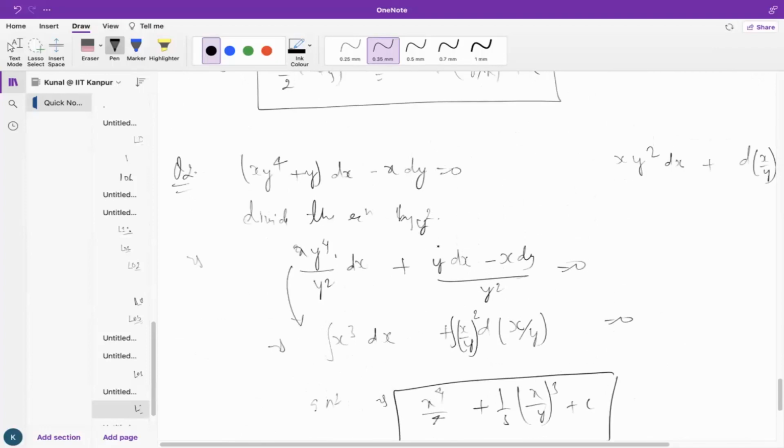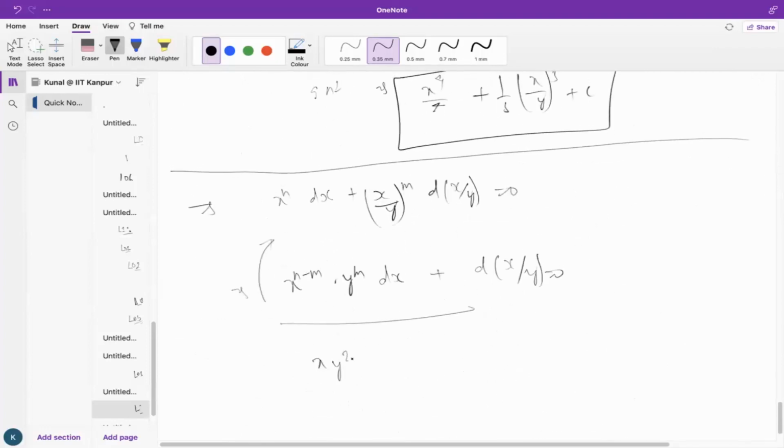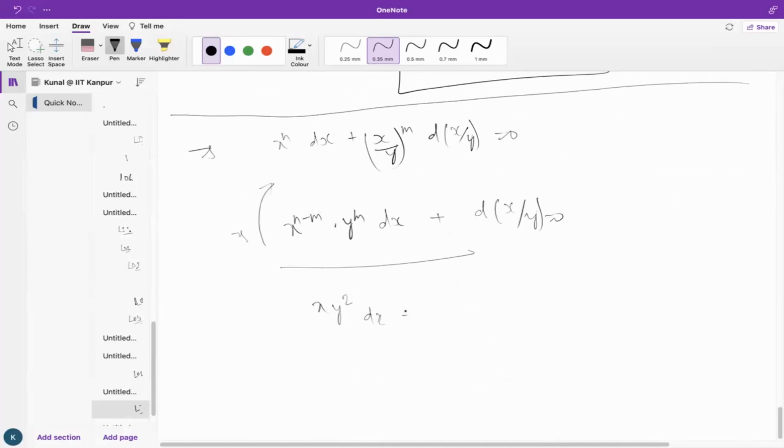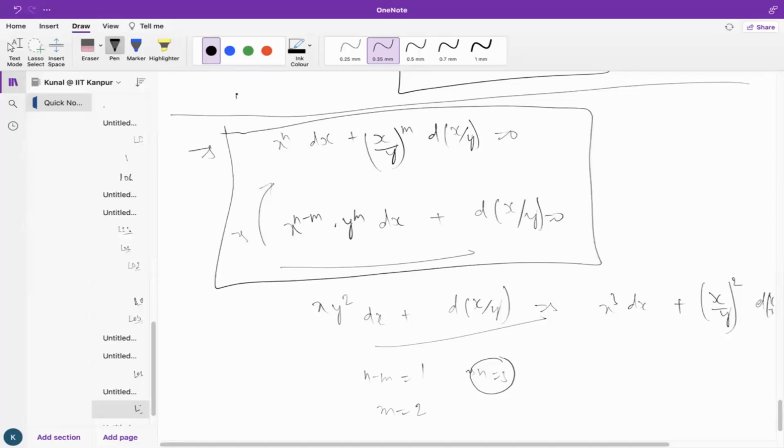So what we actually have here is x y square dx, and there will be d of x by y. So here we get n minus m equal to 1 and the value of m is equal to 2. So we can write this equation as x to the power n; on calculating, we get n is equal to 3. So we can write x cube dx plus x by y to the power m, and here m is nothing but 2, d of x by y. Okay, so via this transition, this is actually important. Take it as a remark. Okay, so these are the things that we do here.